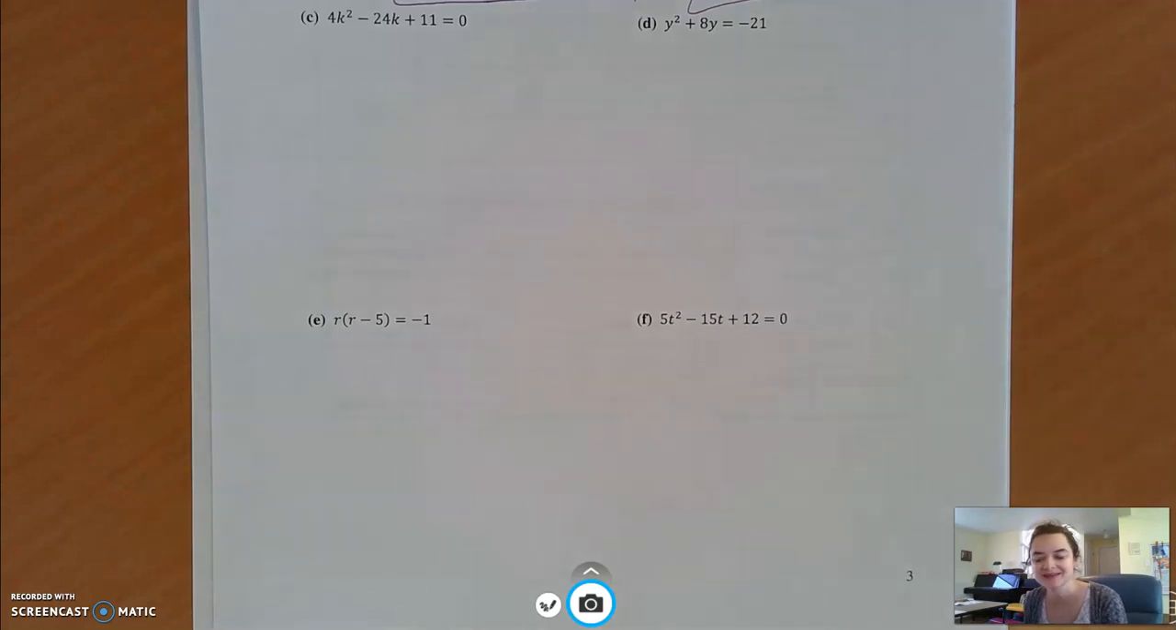Hi everybody, welcome back to our 11.2 notes. We're going to do our last 5 example problems where we are completing the square. These ones will be a little bit more interesting and have a little bit more to them than the last ones.